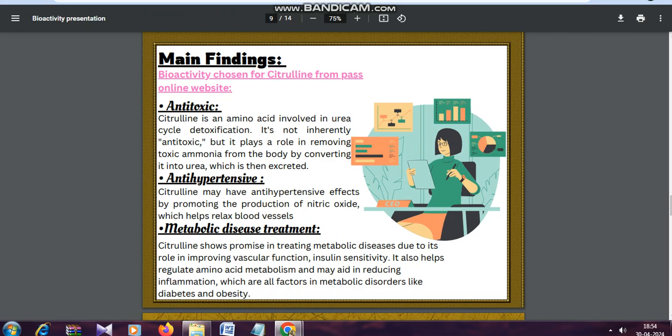Next is metabolic disease treatment. Citrulline shows promise in treating metabolic diseases due to its role in improving vascular function and insulin sensitivity. It also helps regulate amino acid metabolism and may aid in reducing inflammation, which are all factors in metabolic disorders like diabetes and obesity.